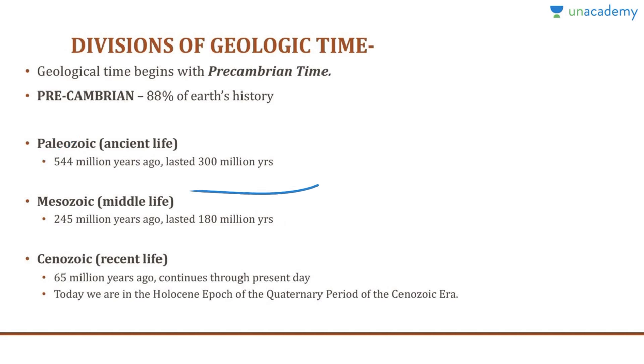The second one is the Mesozoic era. Mesozoic means middle life. It started roughly around 245 million years ago and lasted 180 million years. Then the third one is the Cenozoic era, and it means recent life. So currently we are in the Cenozoic era, which started 65 million years ago and continues till the present day, and today we are in the Holocene epoch of the Quaternary period of the Cenozoic era.